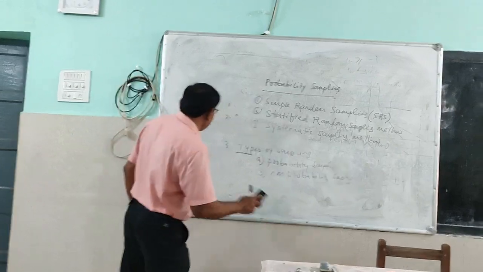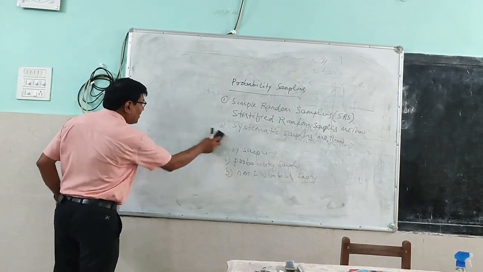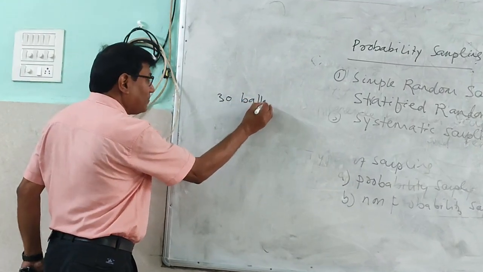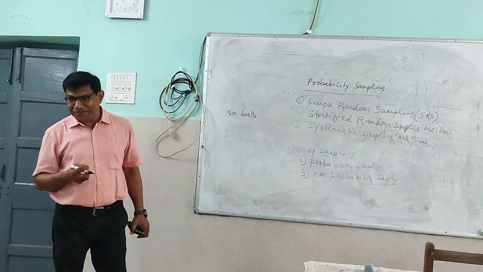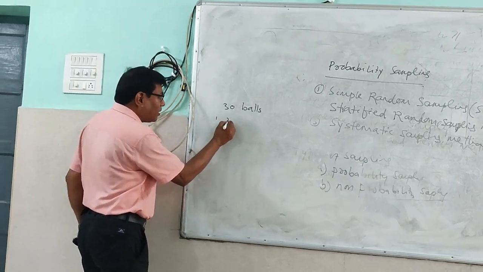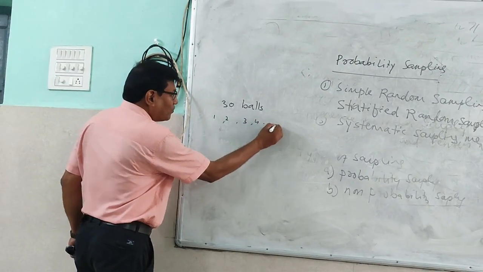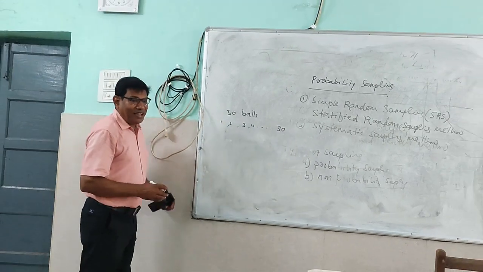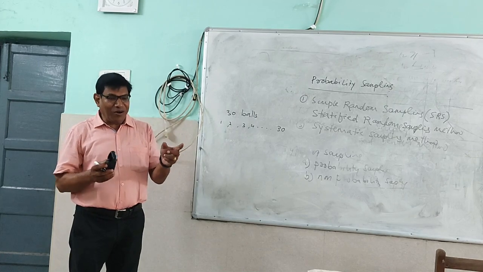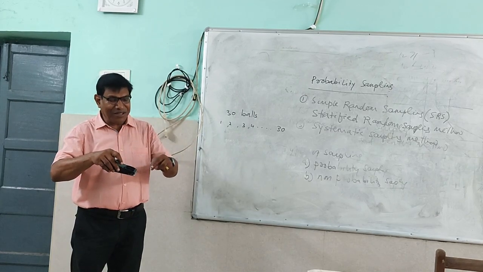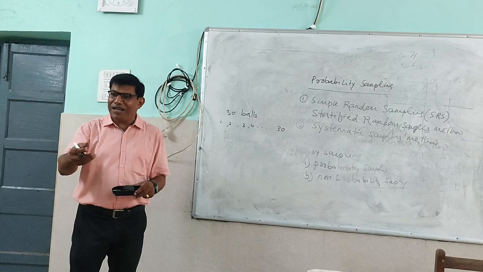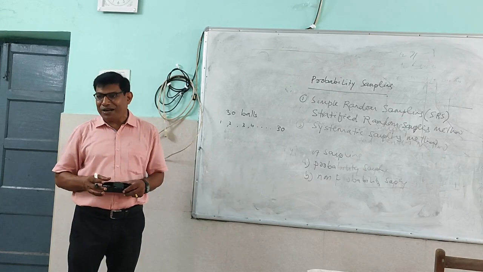For example, there are 30 balls, and we have to select 2 balls out of them. 2 in the sample, 30 in the population. So each ball will be given a number 1, 2, 3, 4 up to 30. Number will be written on the ball, and all these balls will be put into one bag. Then we have to draw, suppose, 5 balls out of it. Every ball has an equal chance of being selected.